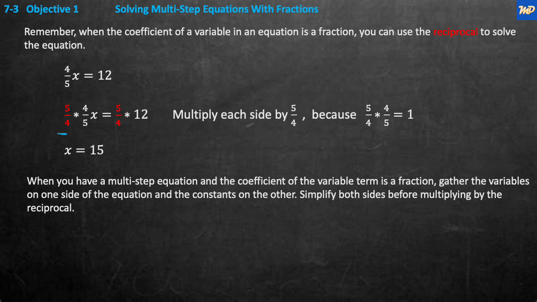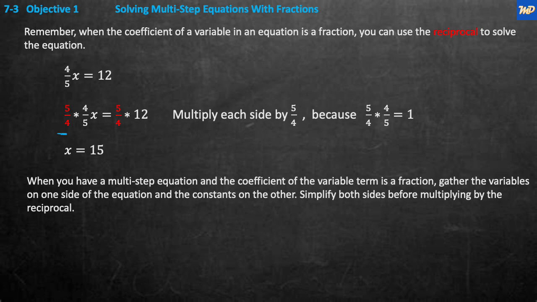So we're going to multiply by 5/4 on one side and 5/4 on the other side of the equal sign. In other words, multiply each side by 5/4. And look at this, because 5/4 times 4/5 equals 1. It cancels out the coefficient. So doing that, we would find that x equals 15 if we solve this all the way through.